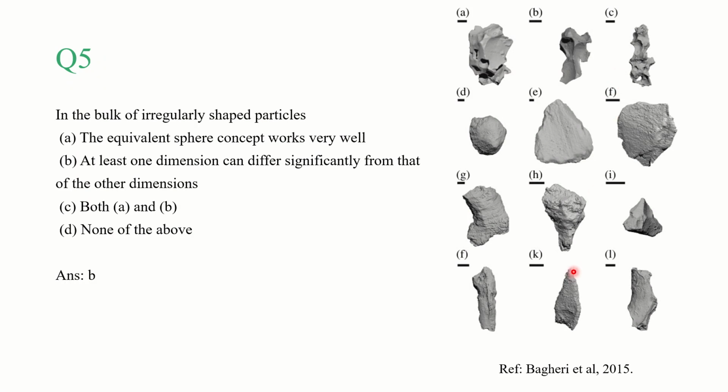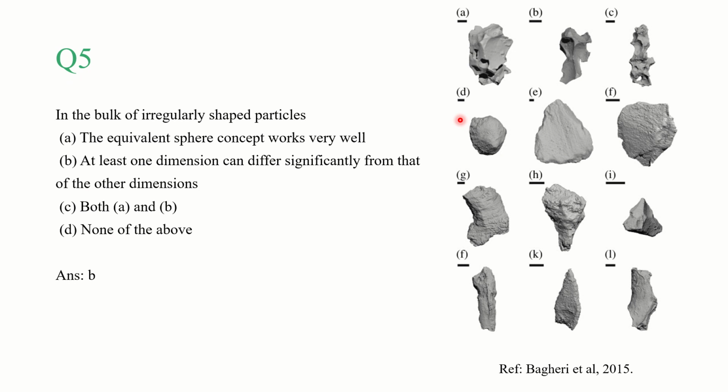That is, one dimension is significantly greater than all the other dimensions. So it can be given option B, that is, at least one dimension can differ significantly from that of the other dimension. So this is an answer. The first option, that is the equivalent sphere concept, works very well when the particles are almost symmetric or have some resemblance to a sphere.